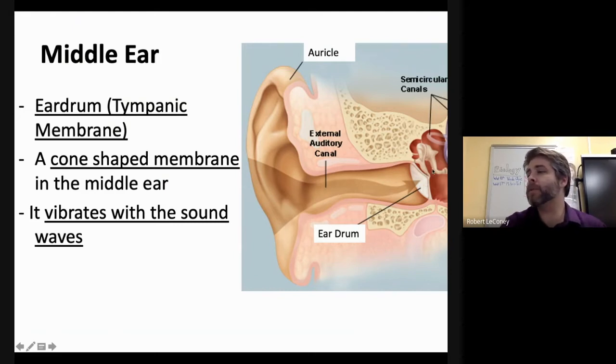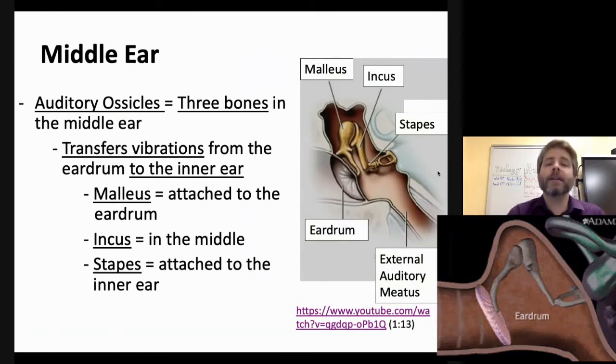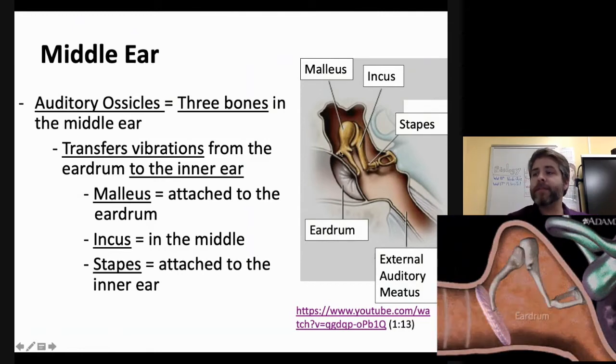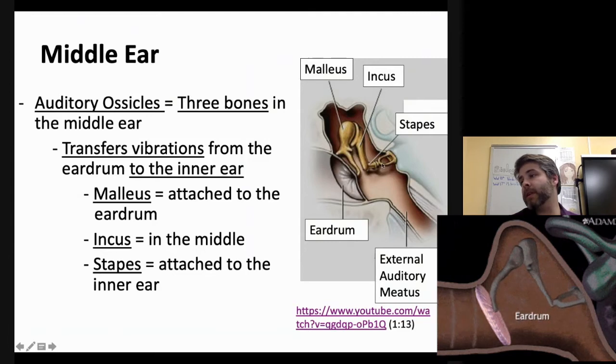After that are those three bones. We call those three bones the auditory ossicles. The auditory ossicles, these three bones in the middle ear, are going to transfer the vibrations from the eardrum to the labyrinth. The malleus is attached to the eardrum. The incus, slightly smaller, is attached to the malleus and the stapes, and then the stapes attaches to the labyrinth. And again, I said it gets smaller in each step.